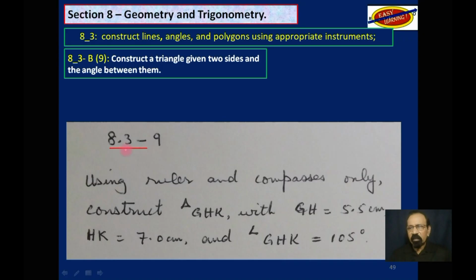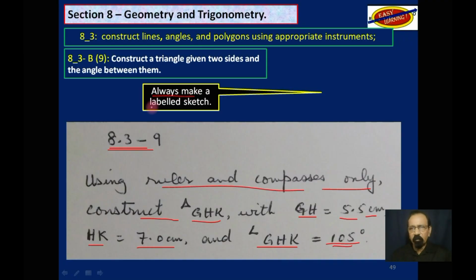So now let us look at this question. Using ruler and compasses only, construct triangle GHK with GH equal 5.5 centimeters, HK equals 7.0 centimeters, and angle GHK equal 105 degrees. Construct. So let's make a sketch.